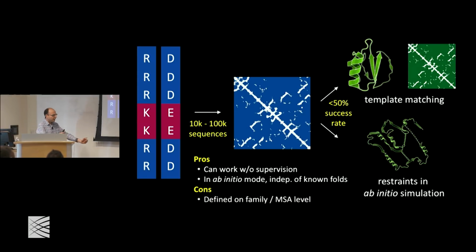The drawback is that this approach is in some ways defined fundamentally on the family or MSA level, so it perhaps doesn't quite have the resolution at the individual sequence level. It's really telling you something about what the family as a whole looks like, but not what an individual sequence looks like. And with de novo sequences, if you're interested in de novo protein design, this obviously has less to say because evolution hasn't given us sequences to crib off of.